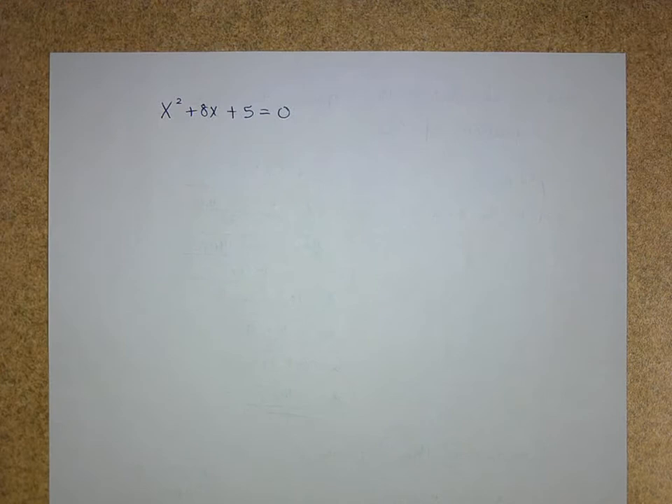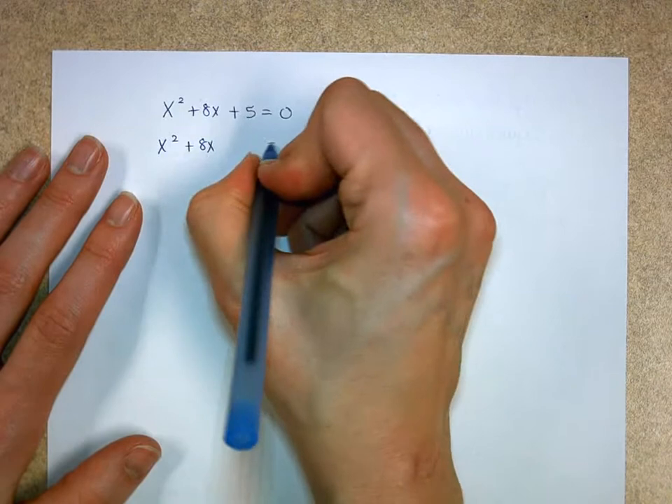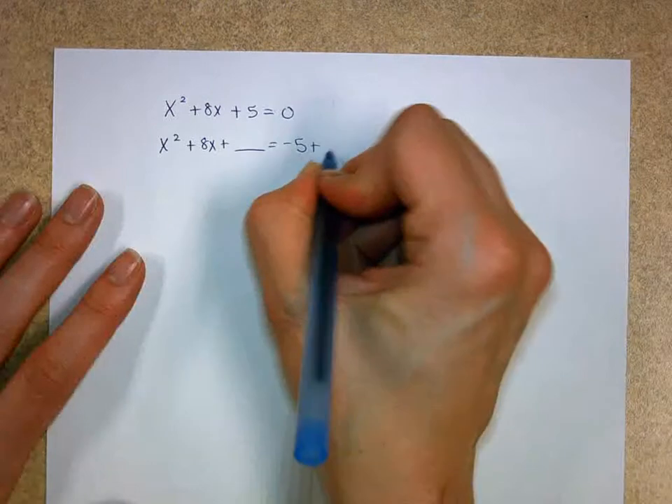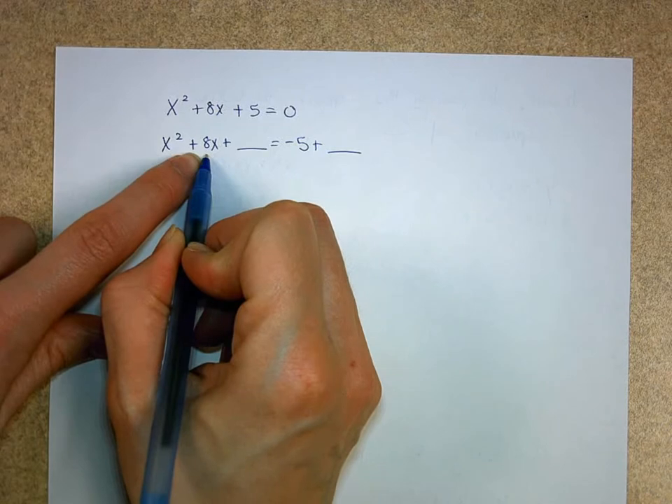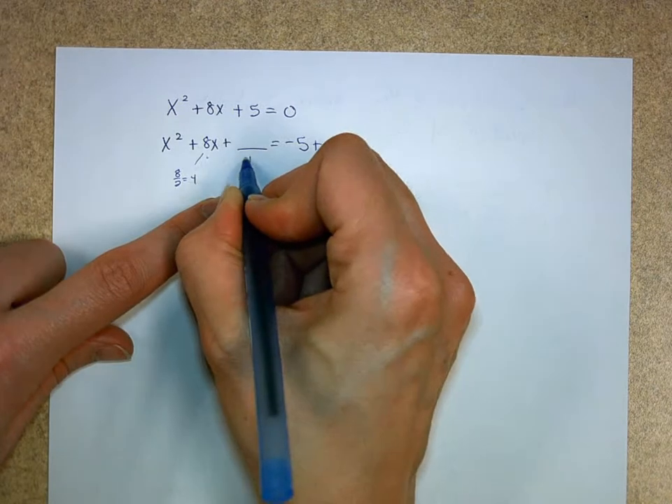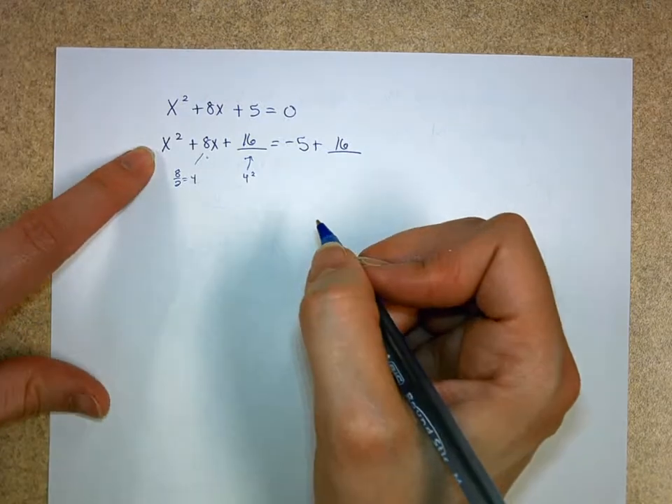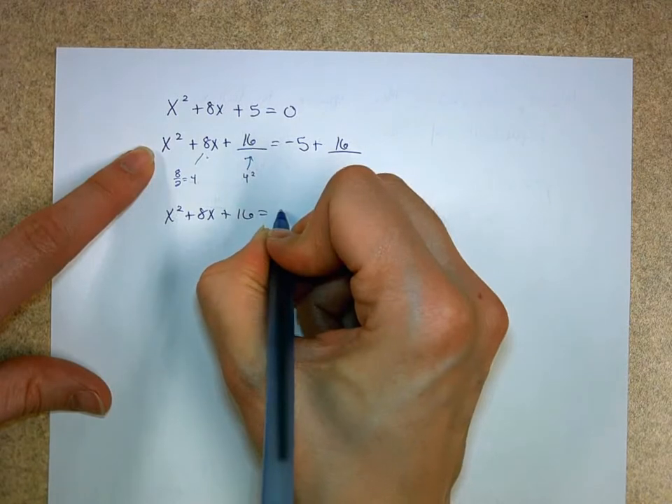So when I'm working on this, the first thing you're going to do is move our constant to the other side. So I go x squared plus 8x equals a negative 5. Okay? Then I know for completing the square I'm going to have to add something to both sides. Well, what do I do? Remember, you take 8, divide it by 2. That's 4. Well, now that's what you're going to square. What's 4 squared? 16. So now I get x squared plus 8x plus 16 is equal to 11.